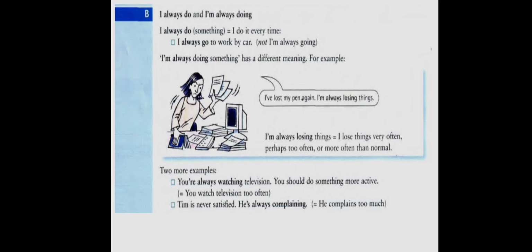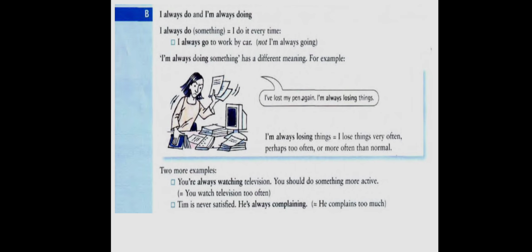B. I always do, I am always doing. Here we see that the adverb of frequency always is used with the present simple as well as with the present continuous. It is mostly used with the present simple. I always do something, it means I do it every time. I always go to work by car. This is a habit. So we say I always go by car. We don't say I am always going.